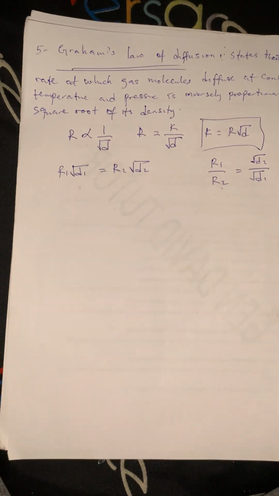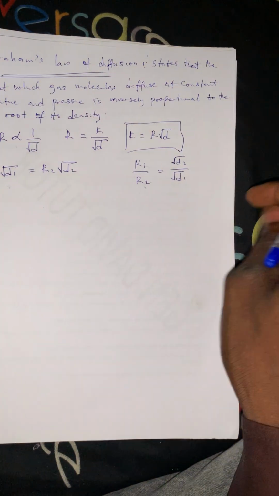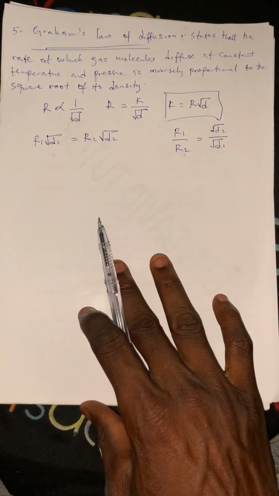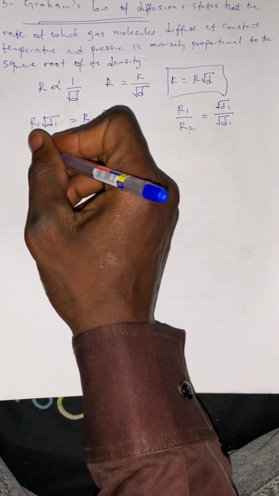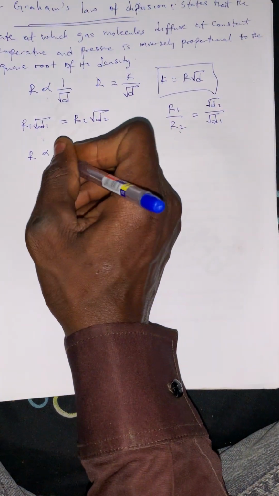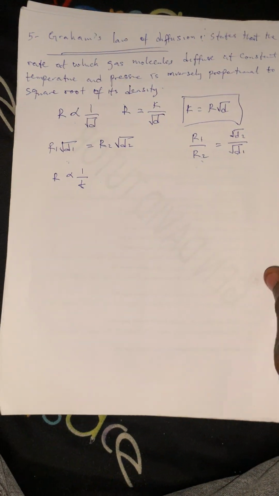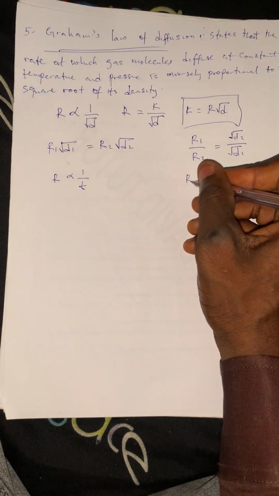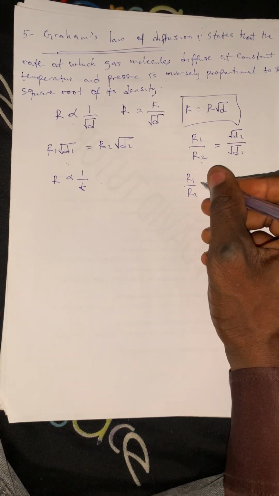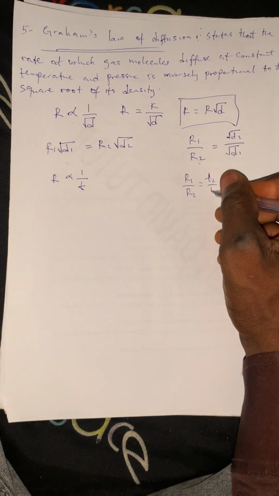So that's it. And don't forget, I can proceed with this formula. This formula: rate is inversely proportional to the time. So where there is r1, there will be t2 because it is inversely proportional. So here, r1 over r2 will be equal to t2 over t1.